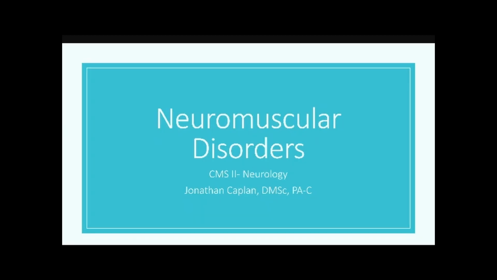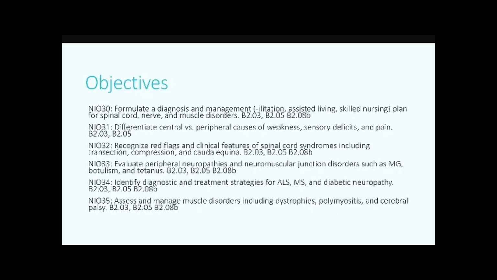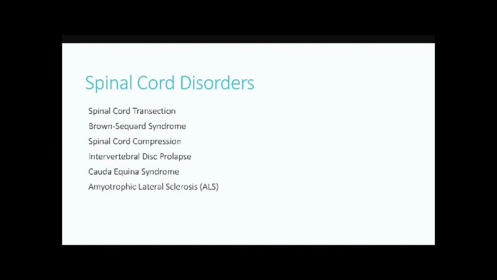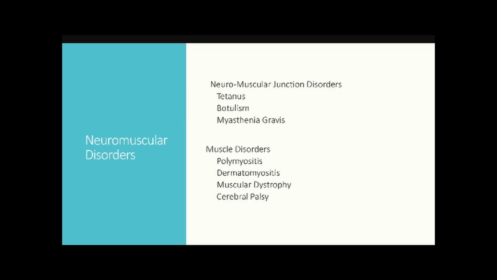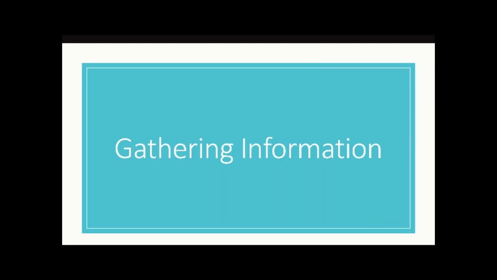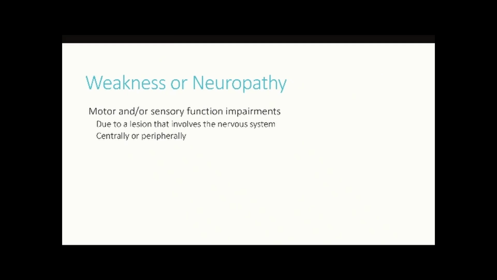Okay, so moving on to neuromuscular disorders. We're gonna start with spinal cord and work our way out from there. Nerve disorders, neuromuscular junction, and then finally some muscle disorders as well towards the end. So again, gathering information. First thing to find out, is it weakness or are you having neuropathy? Are you having sensory problems or are you having muscle weakness? Figure that out first.